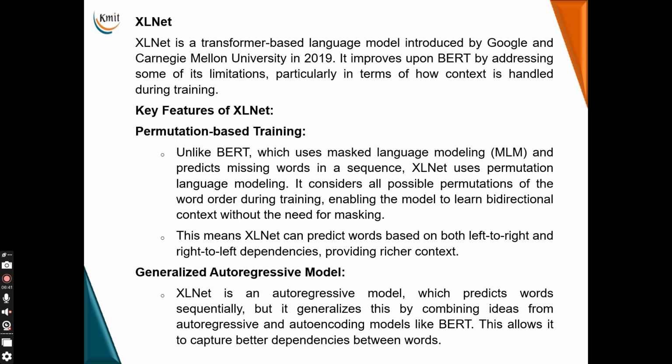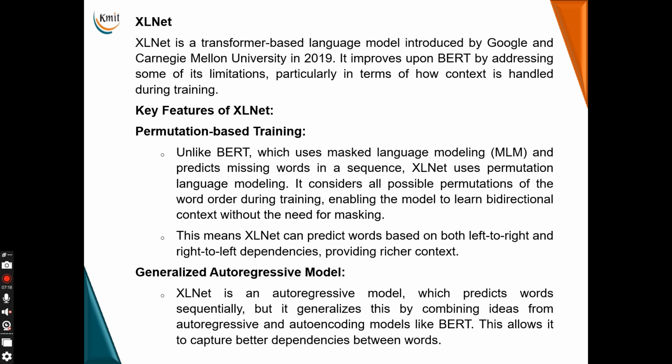Another pre-trained model is XLNet, which is a transformer based language model introduced by Google at Carnegie Mellon University in 2019. It is an improvement on BERT, wherein BERT has some limitations, as it was still failing with some contextual understandings. So XLNet is trying to improve those limitations, and it is trying to give a comparatively better performance.